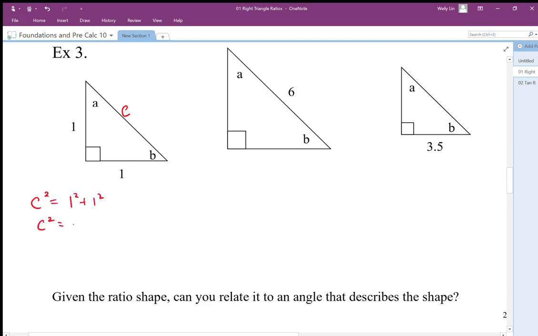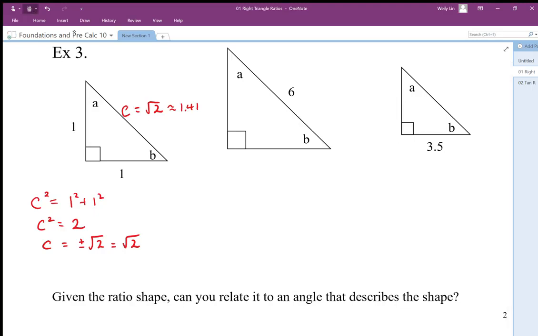So c squared is equal to 2, so c is equal to plus or minus square root 2. Well, I'll just use the square root of 2. Now, I would like you to start using exact values, but for now we're going to be okay with using the decimal value, which is approximately 1.41. If you're comfortable with the decimals, go ahead and use them for now, but we will have to use the exact values eventually.